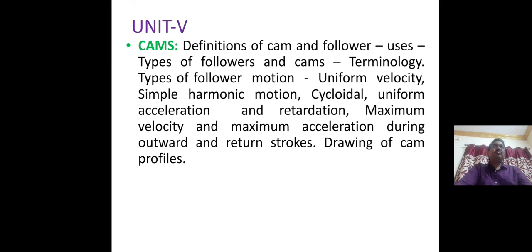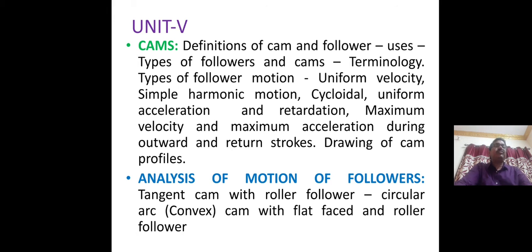Coming to unit 5, cams. Definition of cam and follower, uses, types of followers and cams, terminology, types of follower motion: uniform velocity, simple harmonic motion, cycloidal, uniform acceleration and retardation, maximum velocity and maximum acceleration during outward and return strokes. Drawing of cam profiles is one of the important things, drawing the cam profile or designing the cam shape. The analysis of motion of followers: tangent cam with roller follower, circular cam with flat face follower and roller follower.